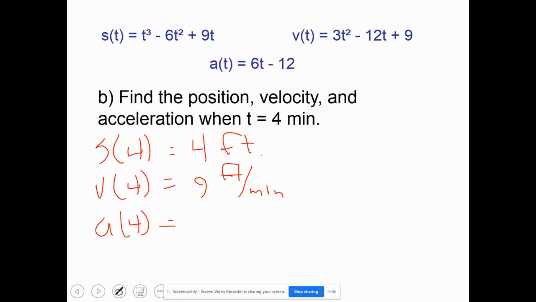Remember, this is an example of a slope, and that's exactly what that rate tells you. Feet is the change in y, minutes is the change in x. And for acceleration, I plugged in 4 and I got 12 back, and this would be feet per minute squared.